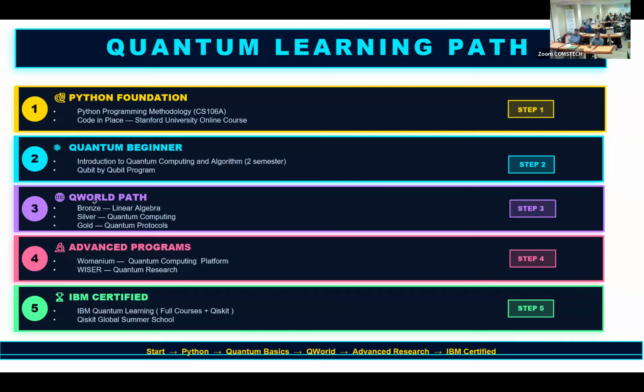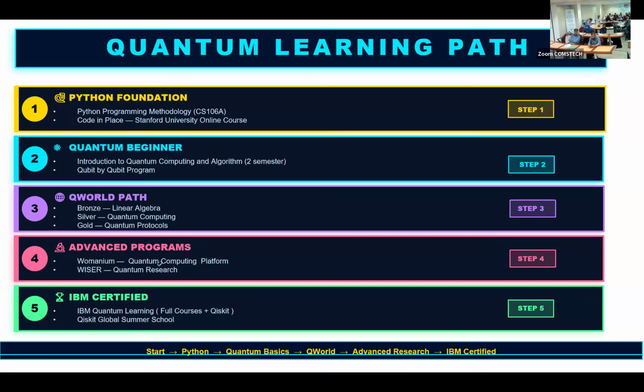There are 3 different courses. First, you have to do the QBronze courses that will introduce you to quantum computing and linear algebra, which will tell you a little more about the algorithms and the applications. And then there is QGold, which is the way you can run the quantum protocols.